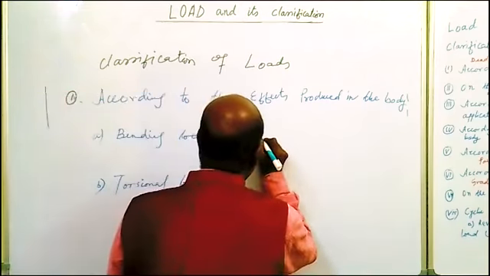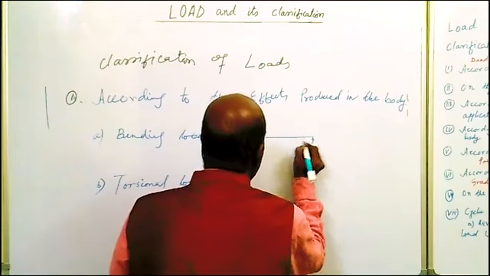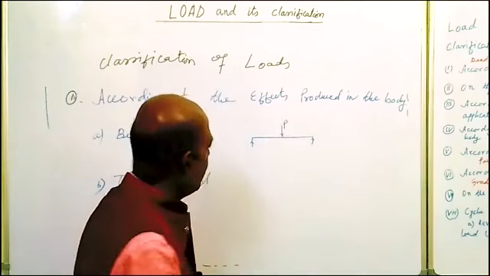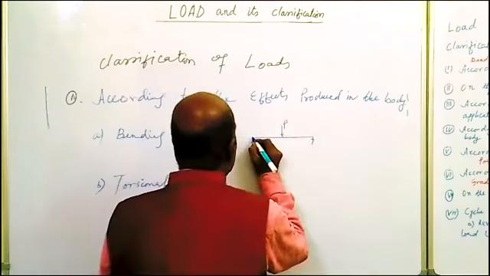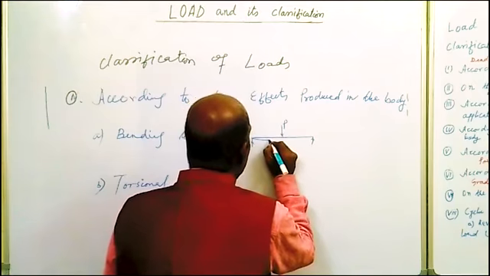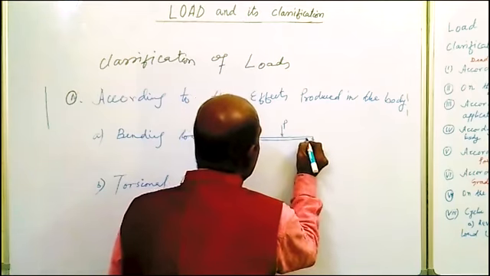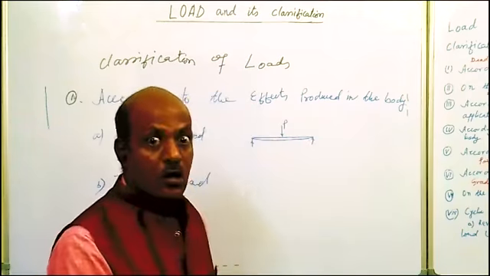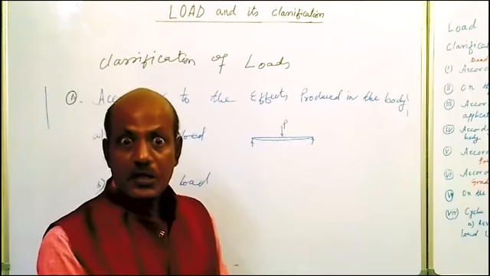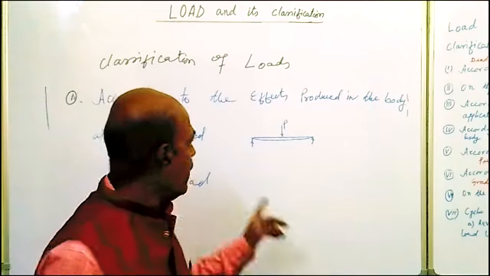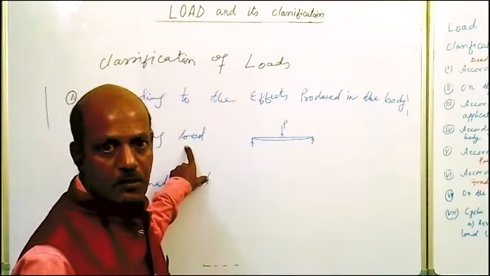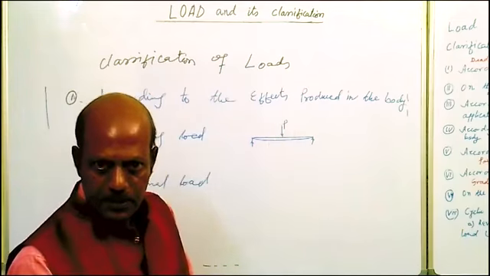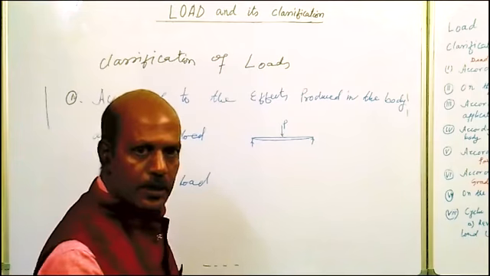So consider a simply supported beam. The beam is under load P, a transverse load P applied over the beam. Because of this load P, the beam will deflect like this. In other words, the deflection of the body will take place, or bending moment or bending stress will develop in the beam. That is why this kind of load is called bending load.